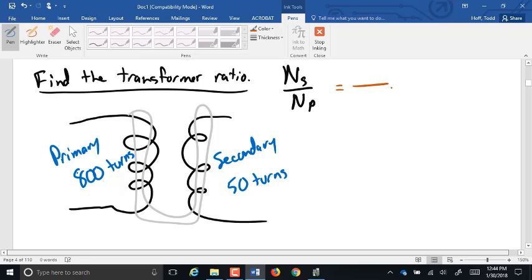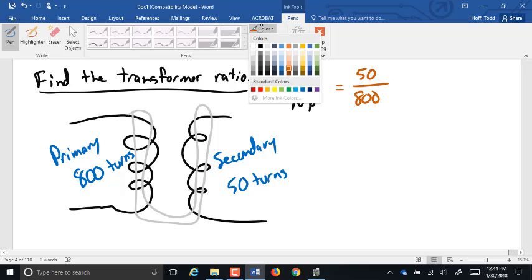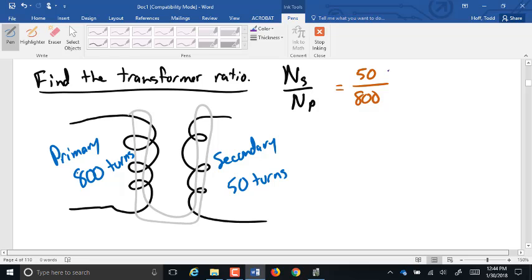What goes on top in the ratio? 50 over 800. And of course, those can be reduced by 50, giving us 1 over 16. That's the 1 to 16 ratio. So whatever the secondary voltage is, it's going to be 1/16 of the primary voltage.